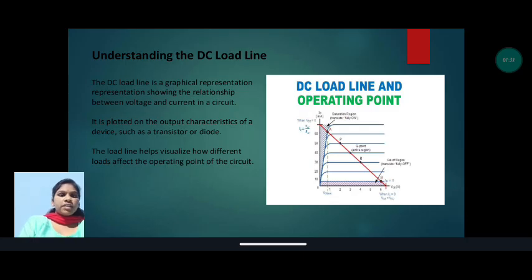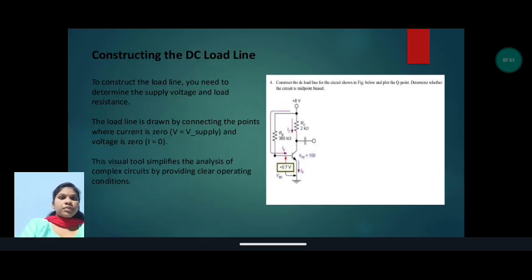Understanding the DC load line. The DC load line is a graphical representation showing the relationship between voltage and current in a circuit. It is plotted on the output characteristics of a device such as a transistor or diode. The load line helps visualize how different loads affect the operating point of the circuit.